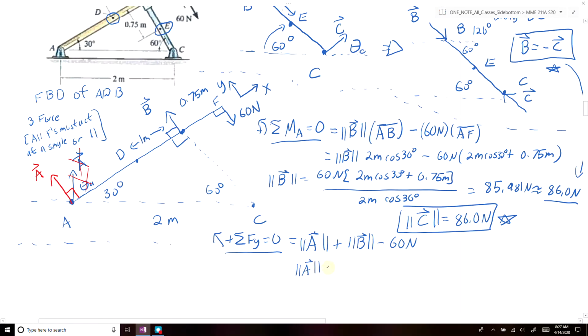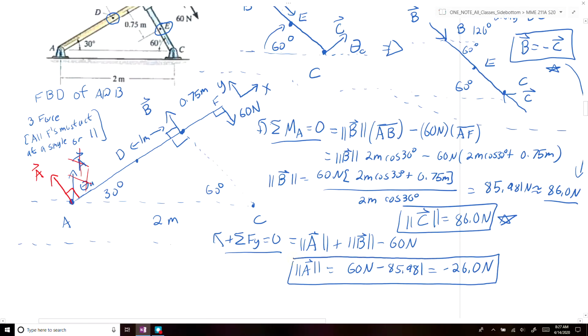So we'll end up getting A will equal 60 newtons minus 85.981, and after we round for significant figures, we end up getting minus 6.0 newtons. Cool. All right.